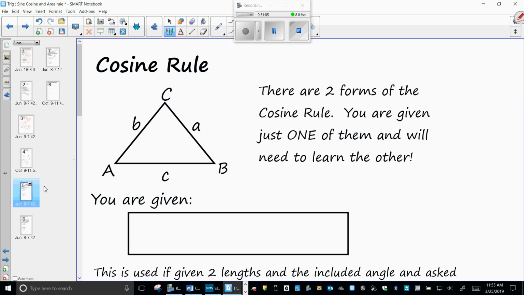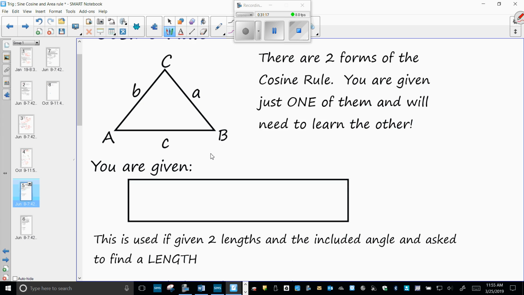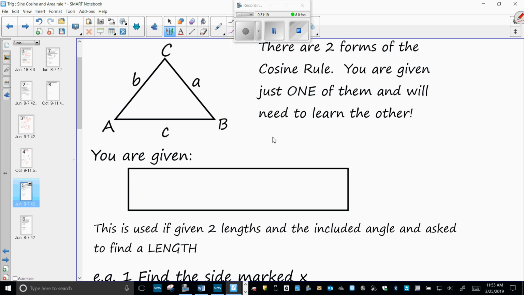Now that doesn't mean you have to learn it straight away. And if you're awesome at rearranging formulae, you don't have to learn it. It's just that sometimes people make little errors when they're rearranging it, and so it can go wrong. So you're given this: a squared is equal to b squared plus c squared minus 2bc cos A.